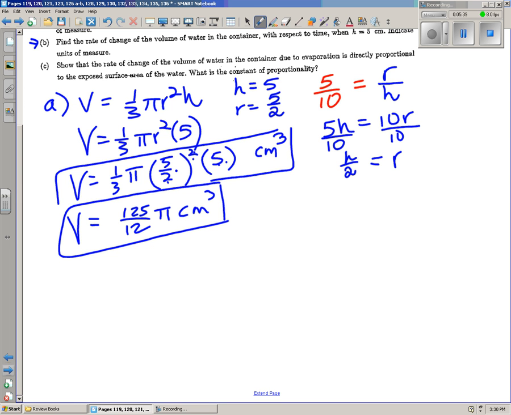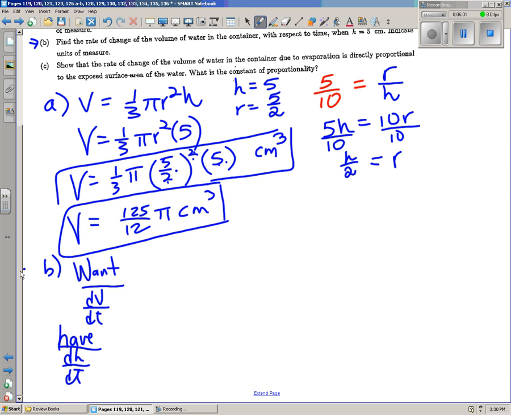All right, so Part B says find the rate of change of the volume of the water in the container with respect to time when H is 5. So we want a rate of change of volume. We want dV over dt. We have the rate of change of the height, I believe.